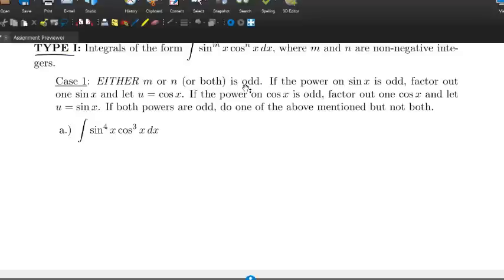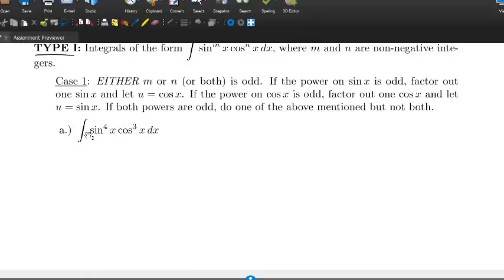If one of them is an odd number, then we will do u substitution after we take one of the parts of that odd exponent. So let's say if the power on sine x is odd, then we will factor one sine out and we will let u be cosine and do u substitution. If the cosine has an odd power, then we will factor one cosine out and we will do u equals sine x substitution, and we will carry out the rest of the calculations. So let's look at how this works on the following example.